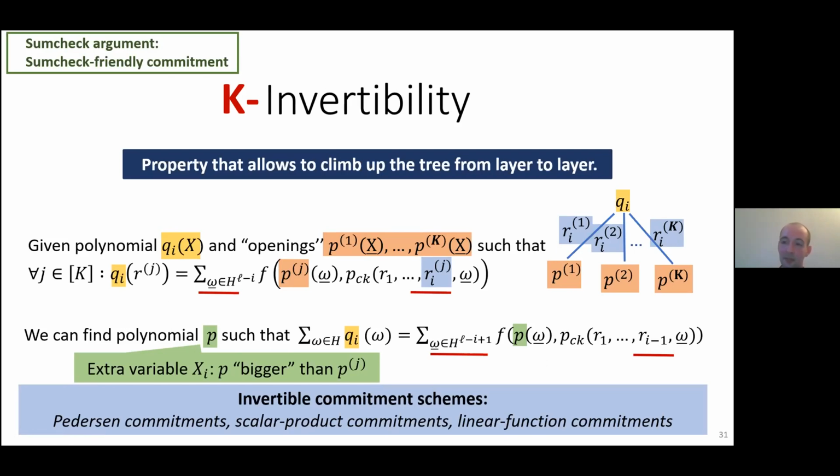So in the paper, we actually show that lots of different commitment schemes are invertible. We've got Pedersen commitments, these scalar product commitments, and commitments to linear functions. And as a special case of these, we can show that polynomial commitment schemes, for example, also have this invertibility property. And we can also run sumcheck arguments on those.